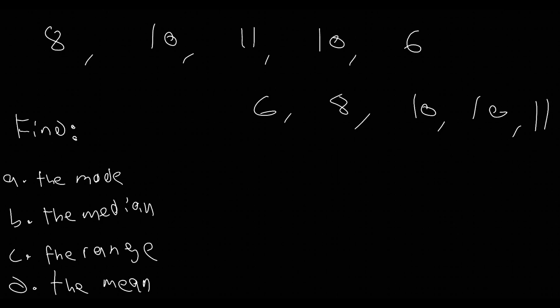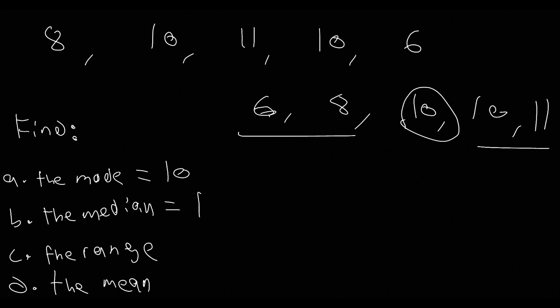And now I just need to find the averages. So for my mode, I can see that 6 appears once, 8 appears once, 10 over here appears twice, and 11 appears once. So 10 is my value that occurs the most, therefore my mode is 10. So for my median, I can see that I have 1, 2, 3, 4, 5. I have 5 values, and I can see that this 10 over here is my one in the middle, as there are 2 values here and 2 values here. So this is the middle value. So therefore, my median is also 10.